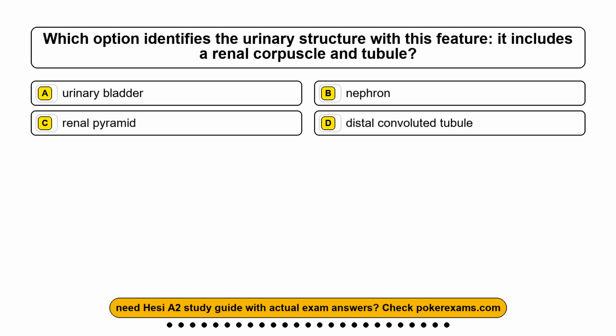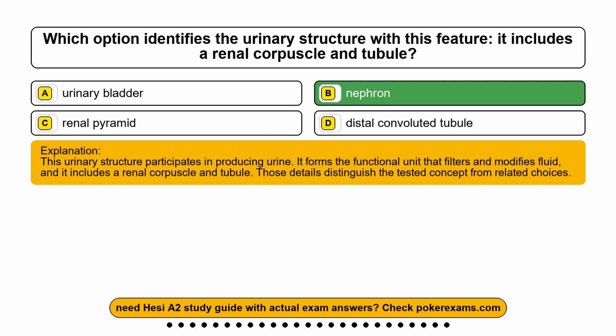Option A, urinary bladder. Option B, nephron. Option C, renal pyramid. Option D, distal convoluted tubule. The correct answer is option B, nephron. This urinary structure participates in producing urine. It forms the functional unit that filters and modifies fluid, and it includes a renal corpuscle and tubule. Those details distinguish the tested concept from related choices.